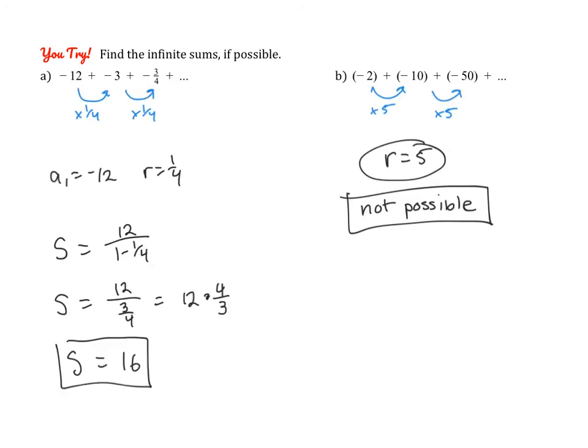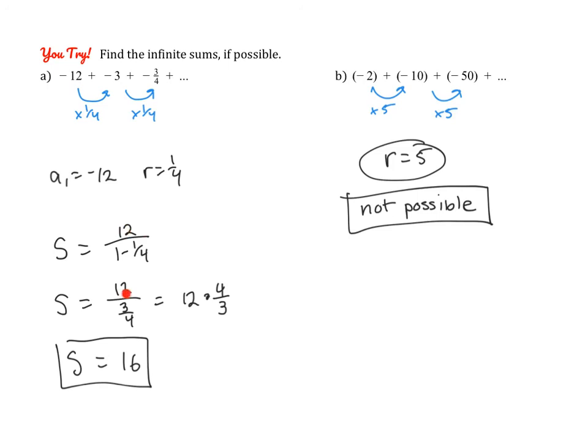All right, so let's check our work. So in the first example here, our common ratio is 1/4. And since the absolute value of 1/4 is less than 1, this situation applies for an infinite sum. So our first term is 12, our r value is 1/4. Plug it into your formula.